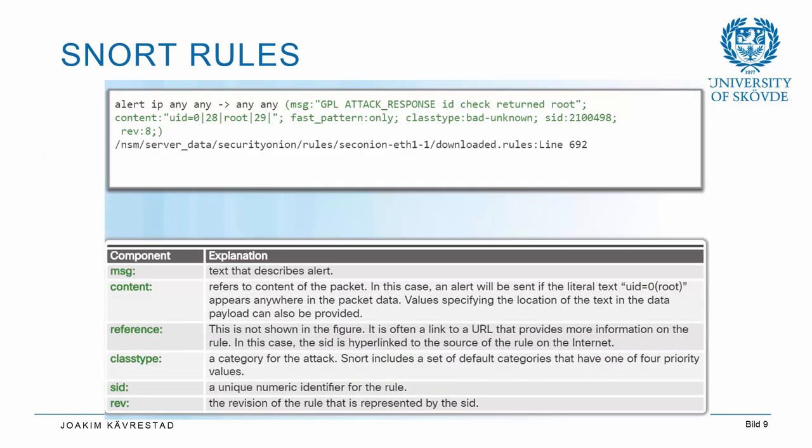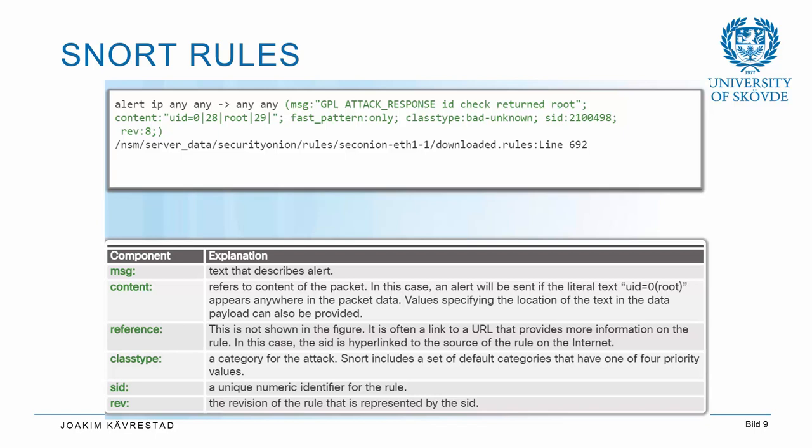Some of the components that we can have in this option field are message, the text that describes the alert. Content refers to the content of the packet. So in this case, an alert will be sent if the literal text "uid=0(root)" is in the content of the packet, then an alert will be sent. So you can see that the 28 and the 29 in this case is starting in parentheses.